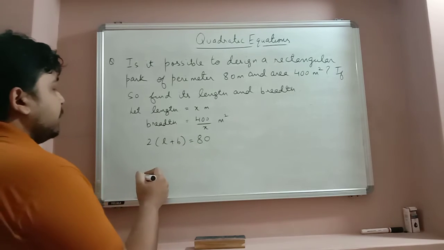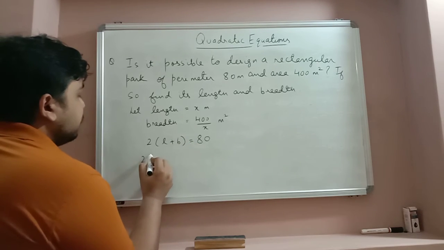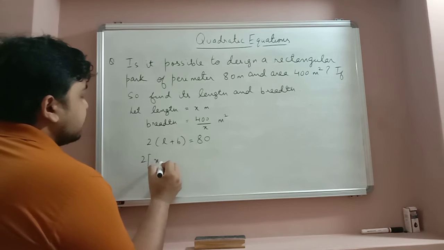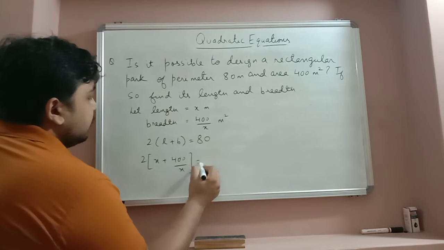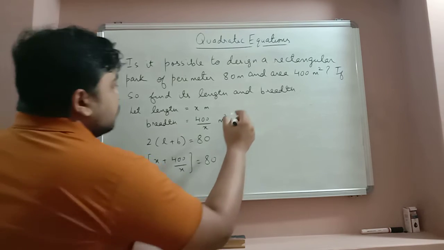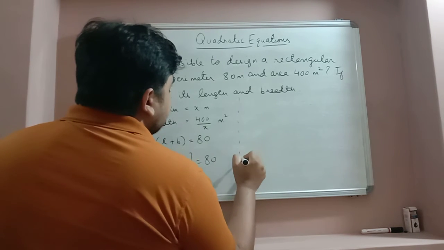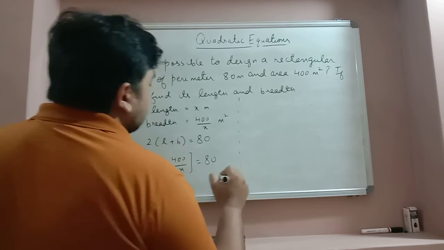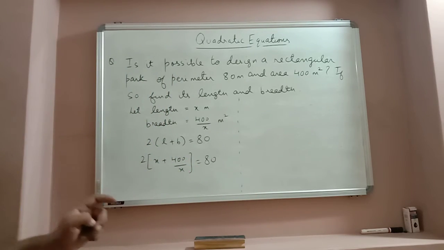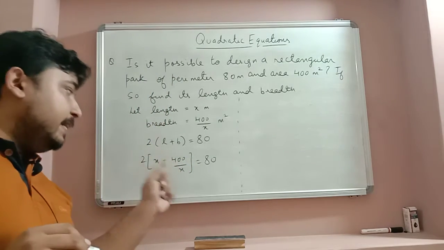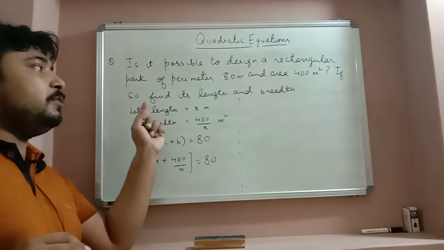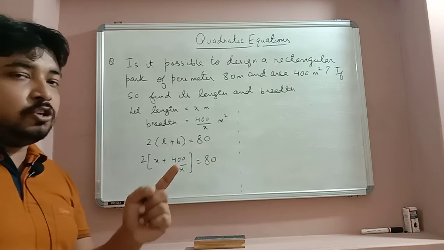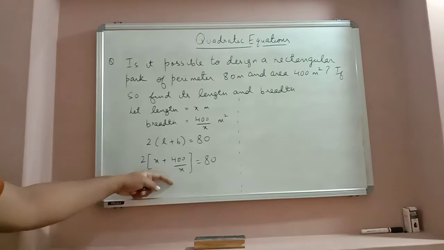So let's form the equation. 2 times of length x plus 400 by x breadth equals 80. Now if this particular quadratic equation happens to have real roots, then definitely the situation is possible, or it is possible to design a rectangle, otherwise it is not possible. So let's try to solve this equation.